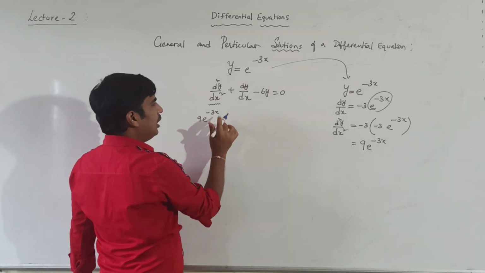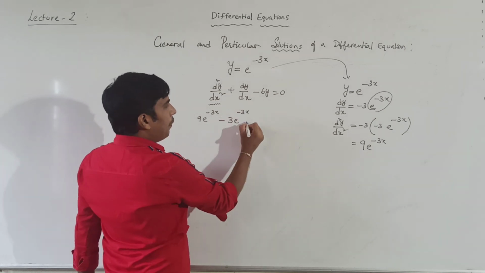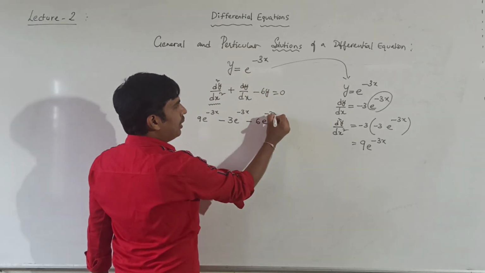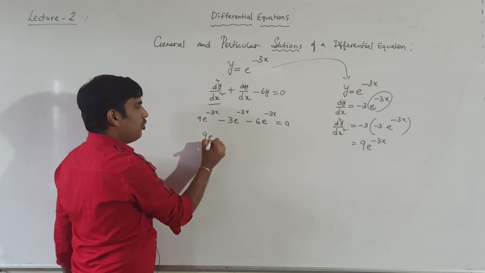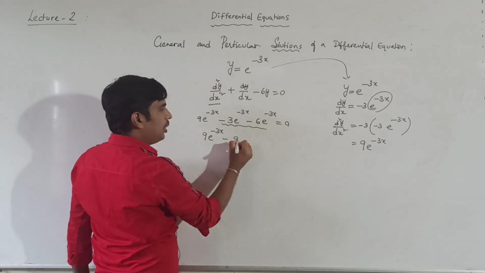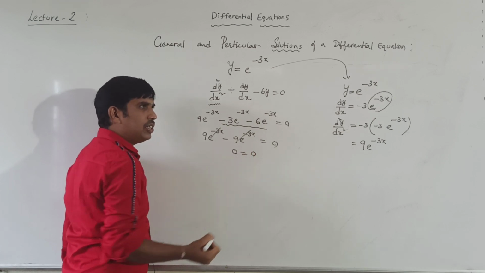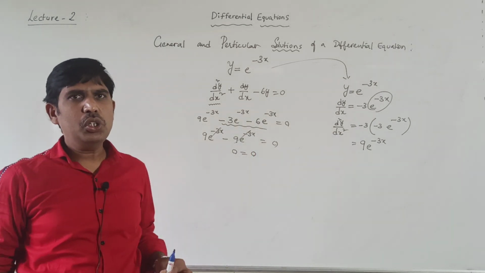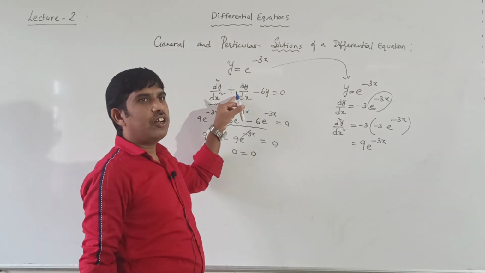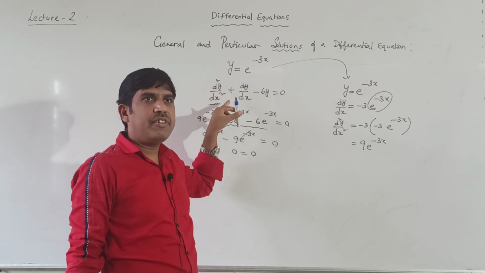Plus into minus, nothing but minus 3 e power minus 3x minus 6y, and 6y is nothing but e power minus 3x. So if you observe here, 9 e power minus 3x, these two added, what will we get? Minus 9 e power minus 3x. So these two cancel, what will we get? 0 is equal to 0. So LHS is equal to RHS. Hence it is the solution for the given differential equation.